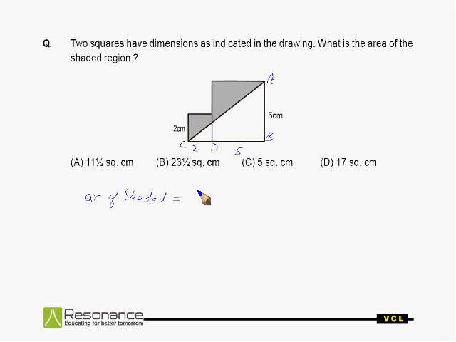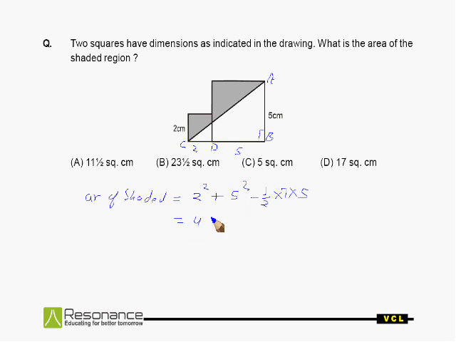from these two squares. So the area of square with side 2 is 2 square and the area of square with side 5 is 5 square. Now we subtract the area of triangle ABC from these two squares' areas. As we know that in a square each angle is 90 degrees, so ABC is a right angle triangle, so the area of ABC is half base, that is 5 plus 2, that is 7, into height, that is 5 units.